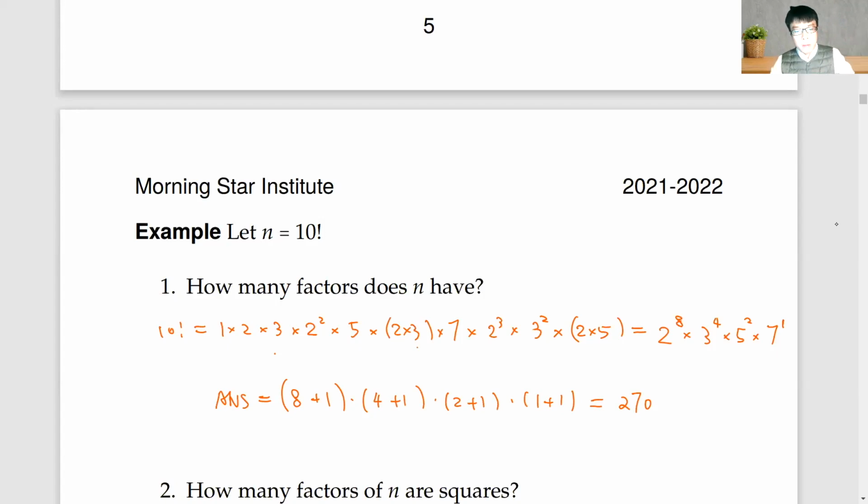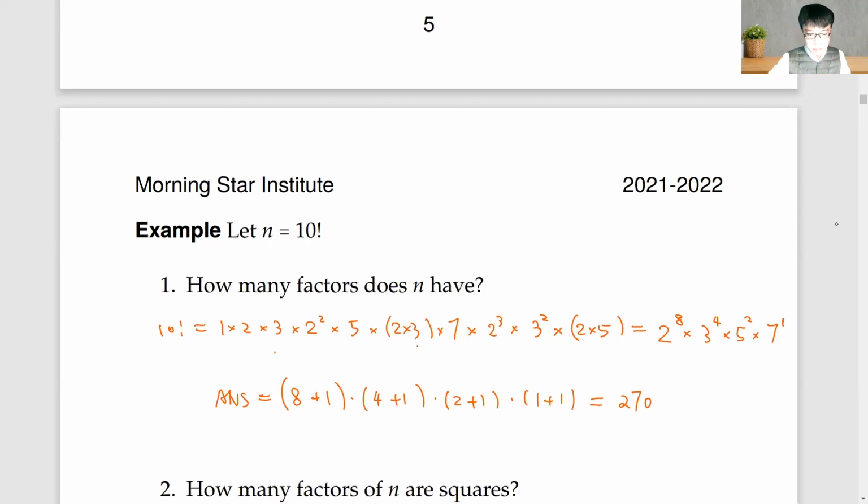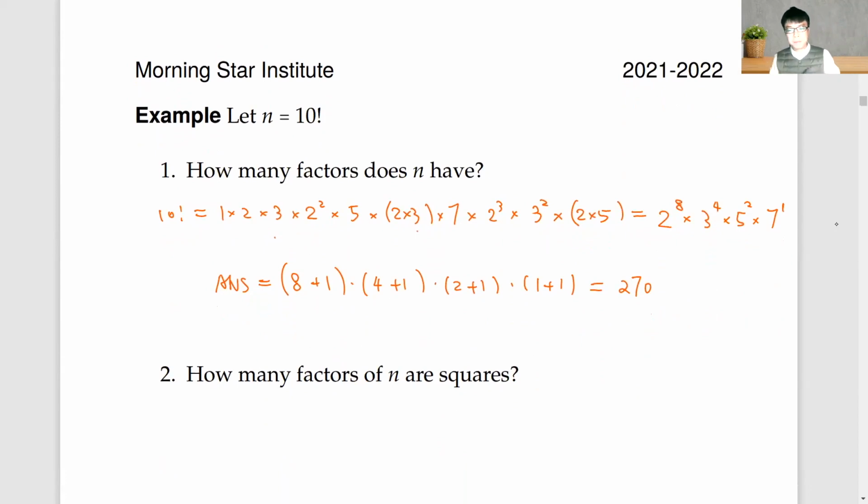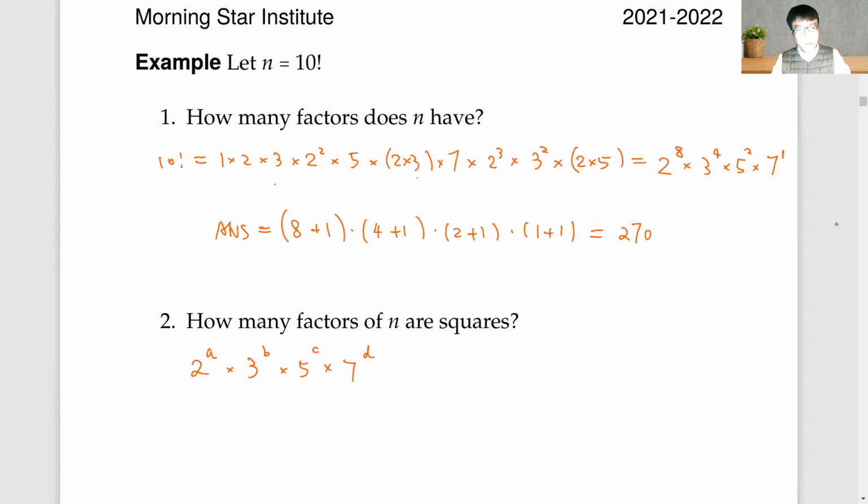Now, sometimes the question asks about further properties, like here, how many factors of n are squares? We know there are 270 factors. Some of them are squares. The question is how many of them are squares? So recall that if a number is a square, we only need every exponent to be even, right? So if a number is a factor, it should be of the following form: 2 to some power a, and 3 to some power b, and 5 to some power c, and 7 to some power d, because it's from 10 factorial. 10 factorial has these 4 prime factors. Now, in order to be a square, we need all of them to be even. A, B, C, D to be even. But on the other hand, this is a factor of 10 factorial.